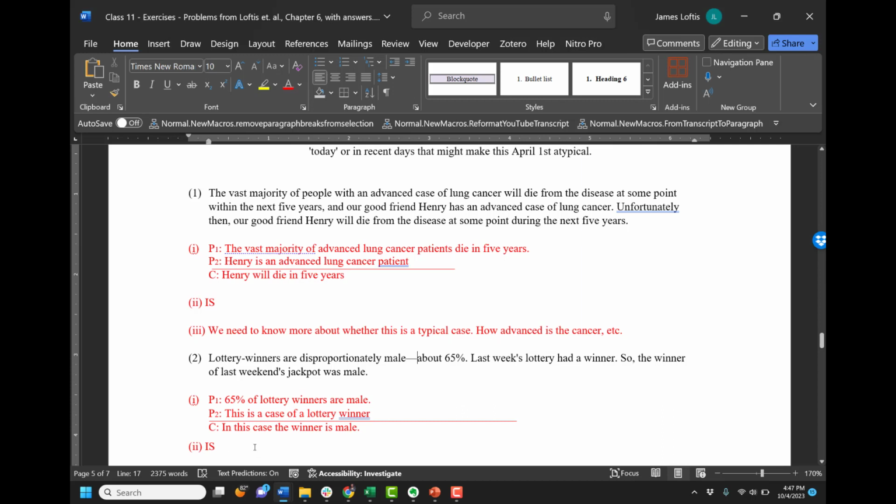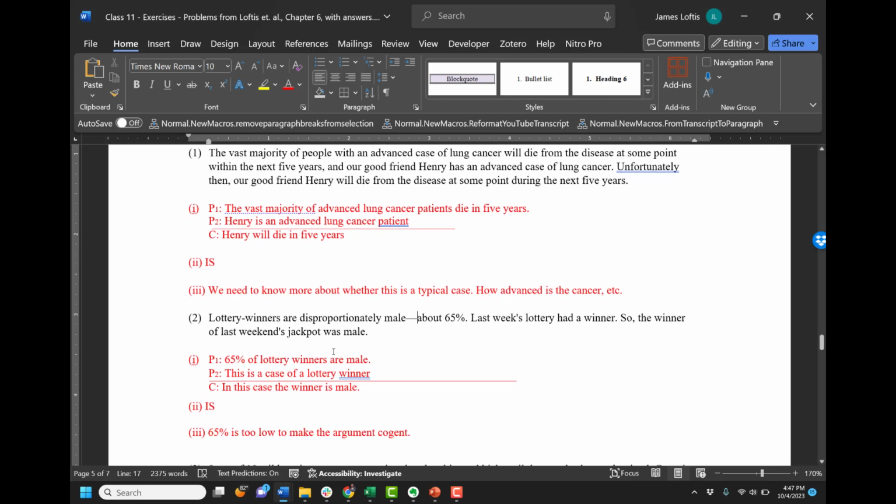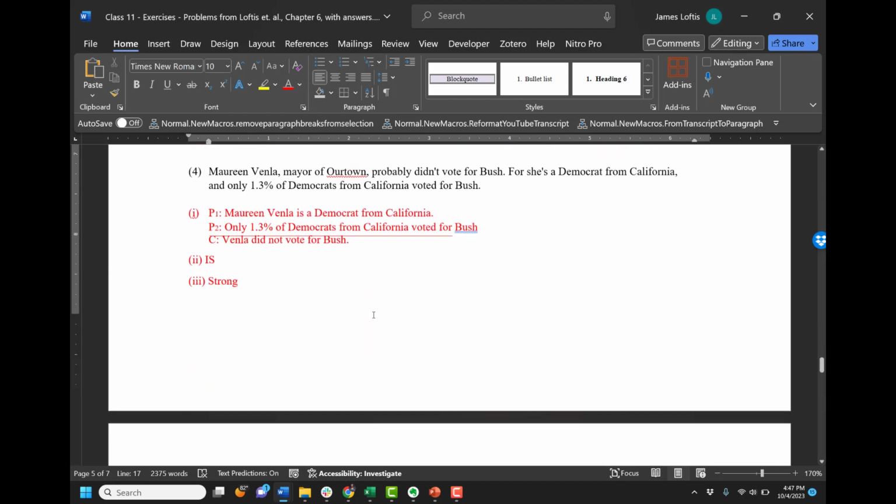Again, this is an instantiation syllogism. You're moving from a generalization to a particular. For this particular lottery winner, you've got the statistical statement, the quantified categorical statement, the generalization in the premises. To my mind, 65% is too low to make the argument cogent or even strong, but your mileage may vary. All right, I'm going to scroll down and look at one that goes the other direction.